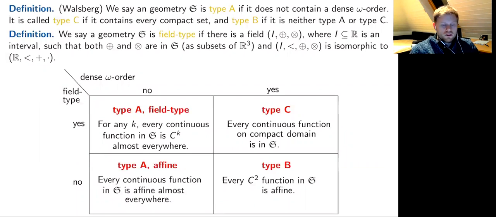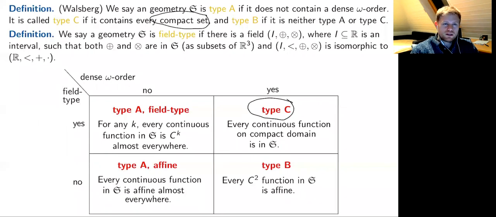So the main thing we saw already is this dense omega order. If you are field type and you have a dense omega order, then you're in this type C. Then you have all these compact sets. That was the fact that I stated on the previous slide.